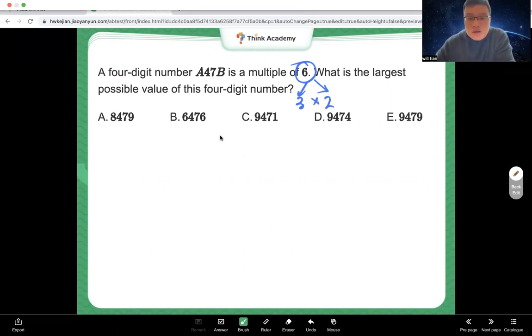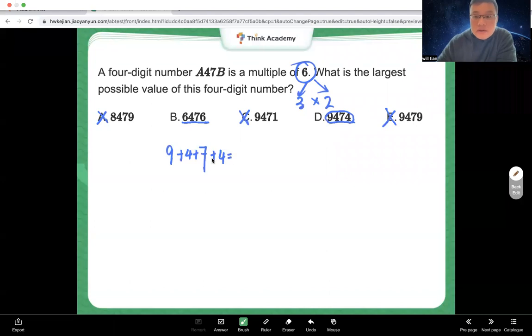So out of all the options, this one cannot be divisible by 2. And also the last one is not a multiple of 2. So you're going to choose from B or D, right? Because D is a little bit bigger than B, we can just check it. Is that correct? Of course, it's divisible by 2. But when you do 9 plus 4 plus 7 plus 4, guys, that equals one number.